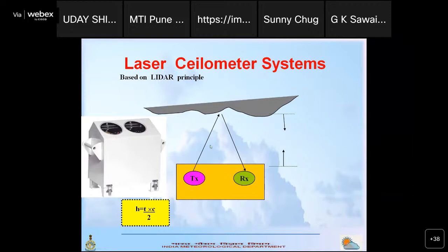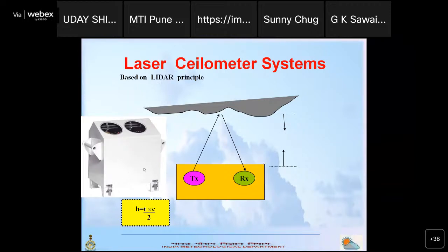It will send laser pulses towards the sky, and whenever a cloud is there, the pulse will be reflected back to the receiver. Two times are involved here: one for the transmitted pulse and one for the reflected pulse. That is why these two factors come into the picture. In the formula H is equal to CT by 2, the height H can be calculated. The height of the base of the cloud can be calculated with the help of the ceilometer.